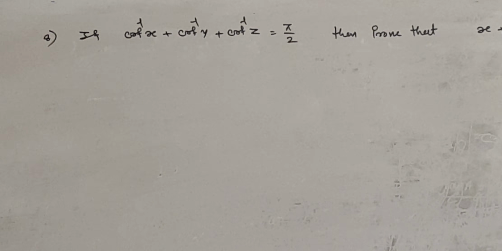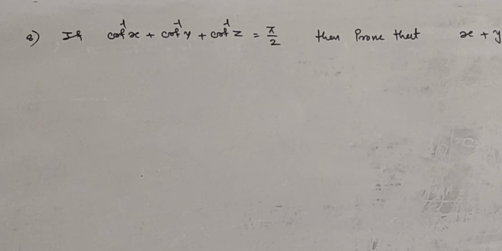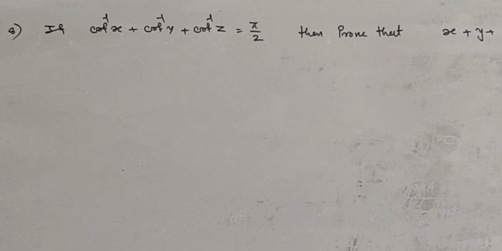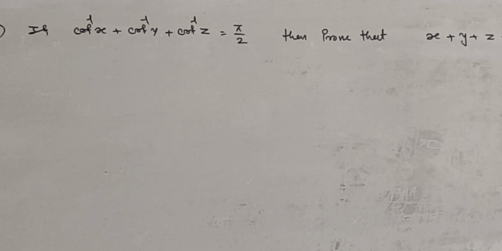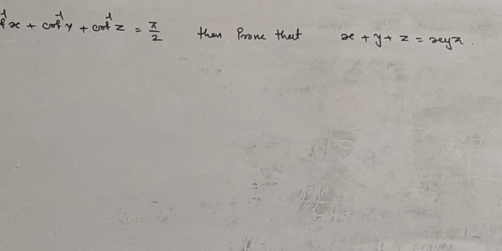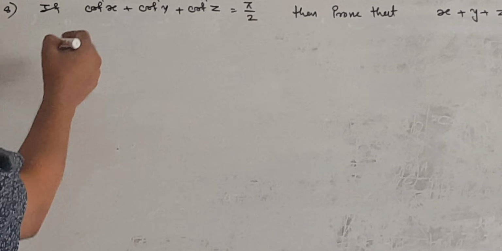See the next similar sum. If cot inverse x plus cot inverse y plus cot inverse z is pi by 2, then prove that x plus y plus z is equal to xyz. So here again we take it like that.